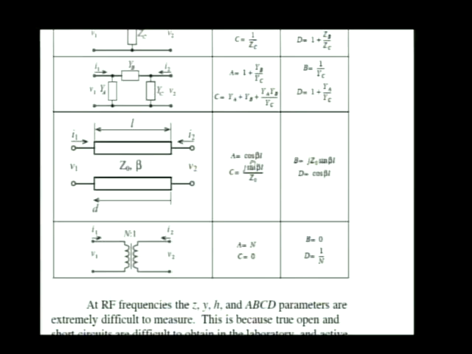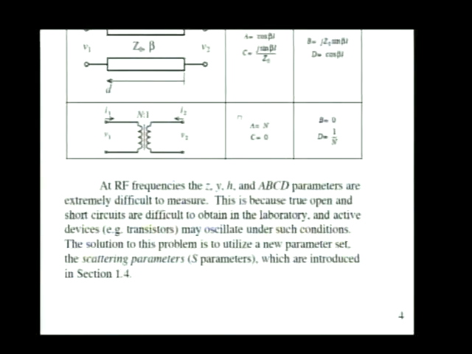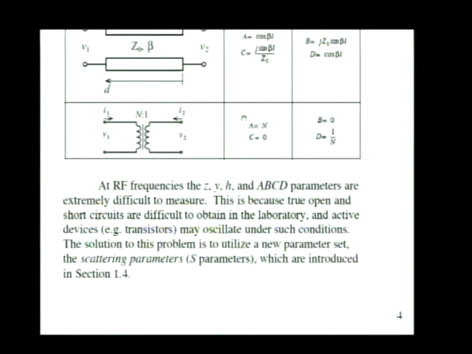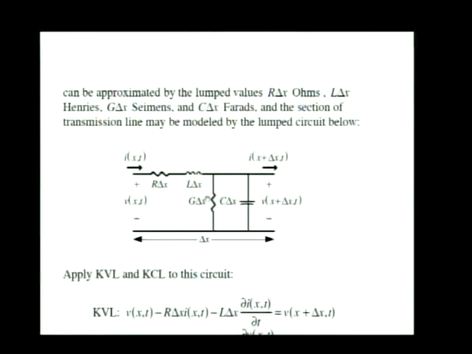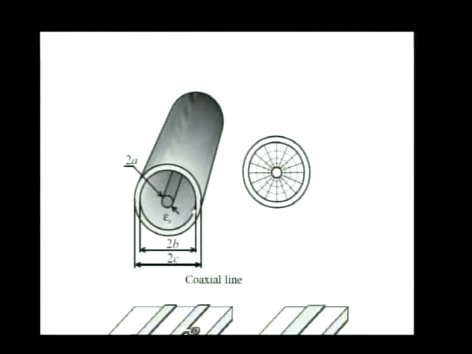One final circuit that's given in this table is the N-to-1 transformer. Here are the ABCD parameters for an N-to-1 transformer. We won't use this transformer in any of our circuits in this class. Oops, what did I do? Wow, 2 pages. There we go.